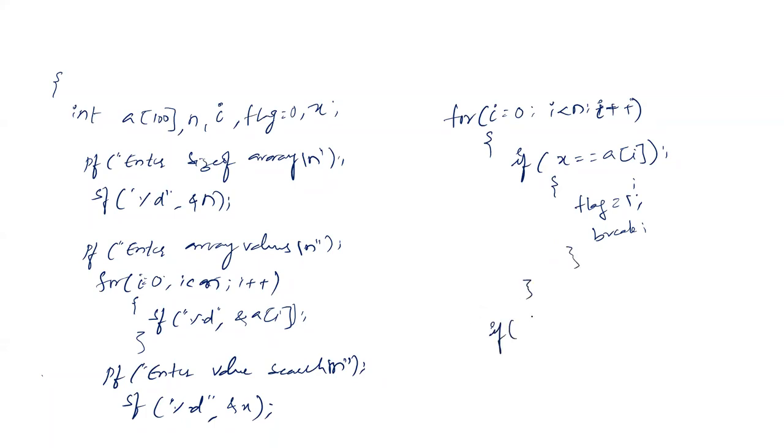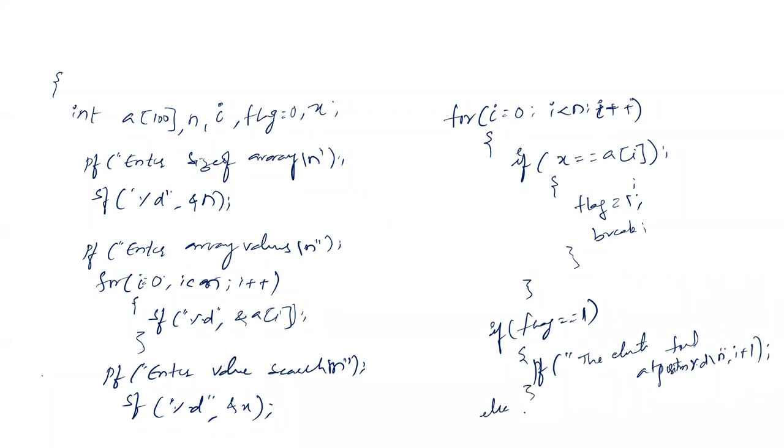If flag equal to equal to 1, printf the element found at position, and you want to print the position, percentile d, i plus 1. Else, printf, sorry, the element is not found. Why do we have to write this?